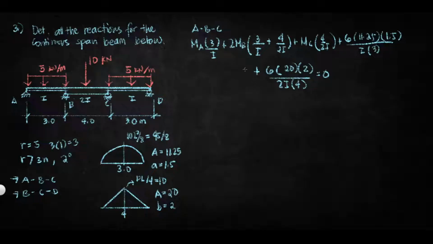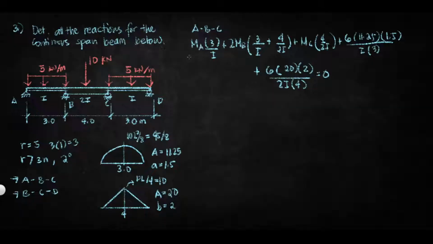So as you can see, lahat po sila mayroong I. Okay, so pinakita ko lang na yung moment of inertia, if magkaiba sila, sa baba po ng length lalagay or sa denominator yung ating I. Okay? So for this, we're going to simplify this.